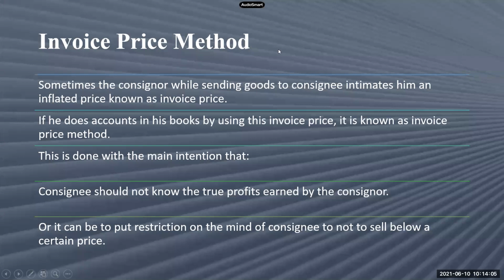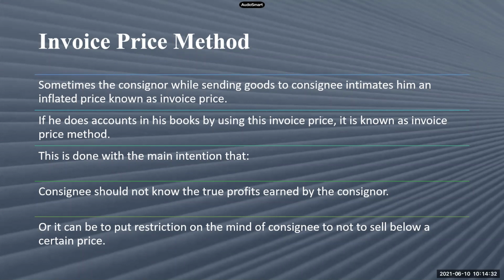Sometimes the consignor, while sending goods to the consignee, intimates him an inflated price known as the invoice price. Inflated price means it is something which is above the cost price. So if he wants 10% profit, he will increase it by 10%. If he wants 20% profit, he will increase it by 20%. Whatever he is expecting in his mind, he will do that.